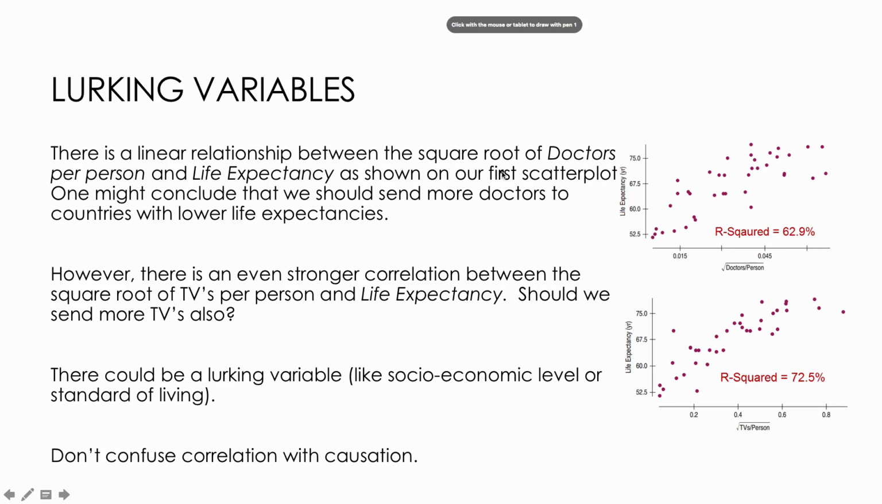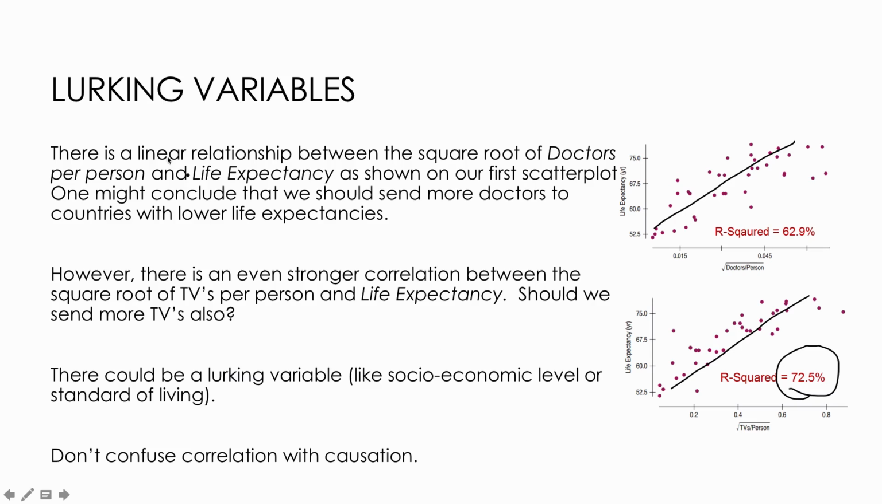Also, there are lurking variables, and we talked a little bit about this before, looking at life expectancy in doctors per person or TVs per person. It seems like there is a linear trend. So the increase in doctors per person increases life expectancy. The increase in TVs per person increases life expectancy to an even greater degree.